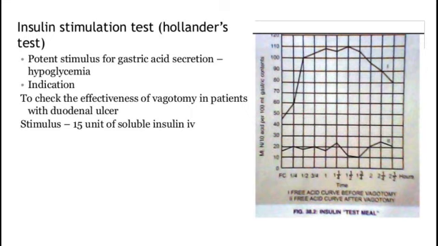As I said earlier, the insulin stimulation test is mainly done to assess the completeness of vagotomy. In duodenal ulcer, the acid level is more in response to insulin. The concentration of free acid may be over 100 milliequivalents per liter. After vagotomy, no response to insulin is found and the gastric acidity remains at 15 to 20 milliequivalents per liter before and after insulin injection.